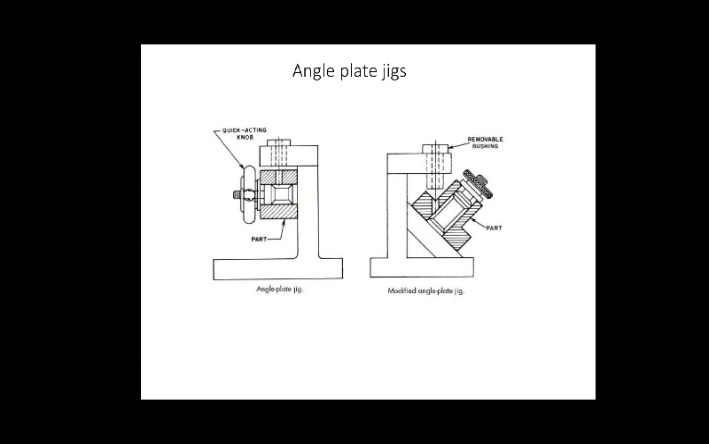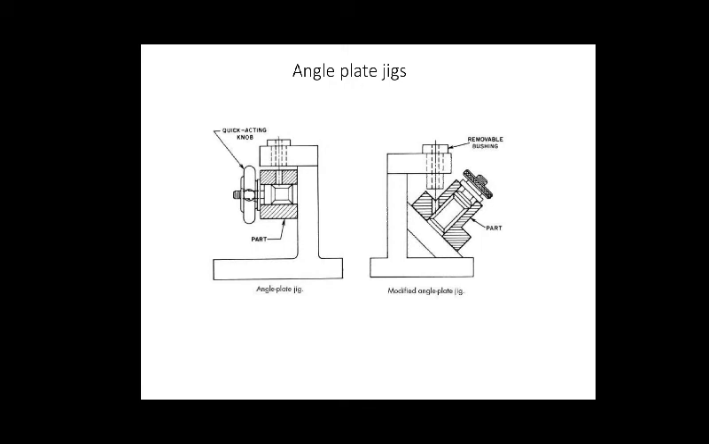Okay, pulleys, collars, and gears are some of the parts that use this type of jig. A variation is the modified angle plate jig, which is used for machining angles other than 90 degrees. So here you can see in the first type, it is used to hold the parts that are machined at right angles to their mounting locators, and this is the modified angle plate jig, which is used for machining angles other than 90 degrees.